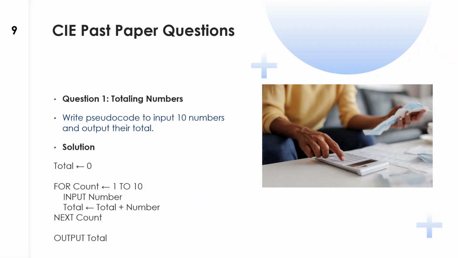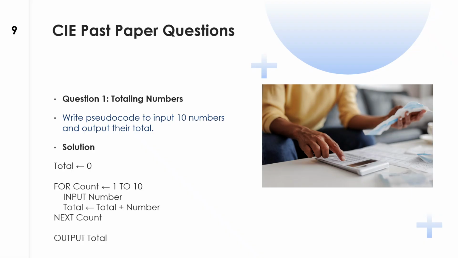Total will always be initialized to 0. Since you have to input the numbers from 1 to 10, you're going to use for count 1 to 10. You have to take the input from the user, so you use the statement input number. Since the total is generated, the total statement is going to be total plus number. This statement will be explained very clearly in our next lecture, and then the next count.